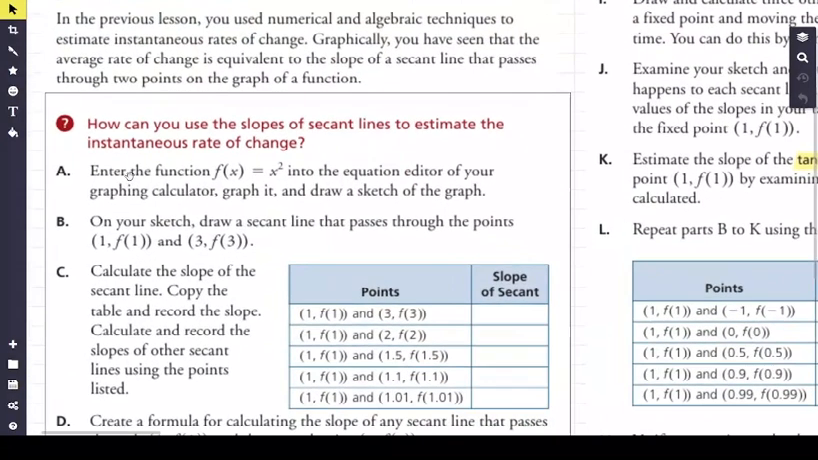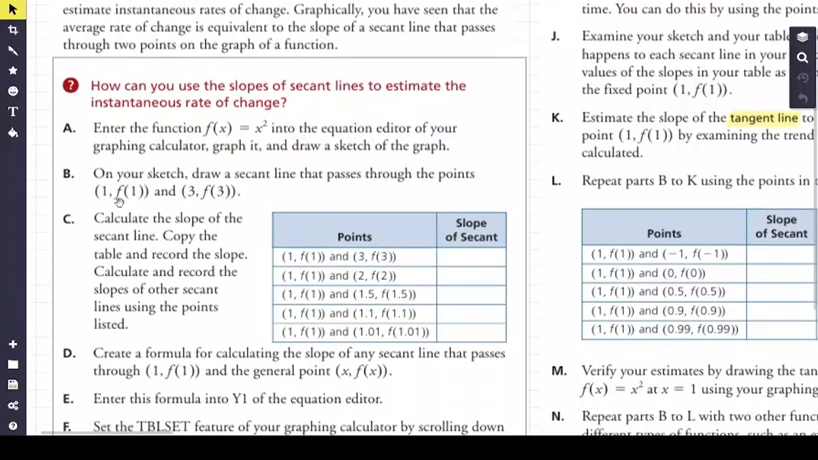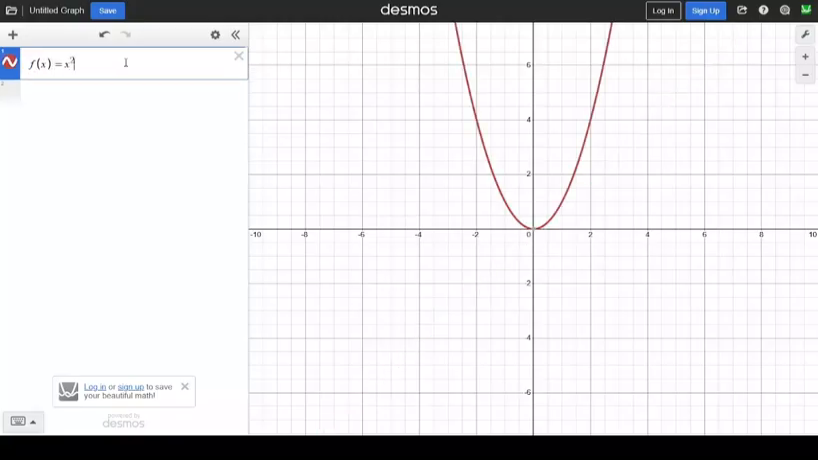But let's just do this. We're entering the function f of x equals x squared into the equation editor of our graphing calculator. We're going to graph it, sketch it, do whatever we want. And on our graph, we're going to draw a secant line that passes through the points (1, f of 1) and (3, f of 3). So let's go ahead and do that. f of x is equal to x squared.